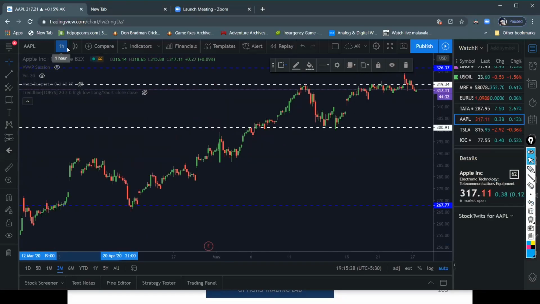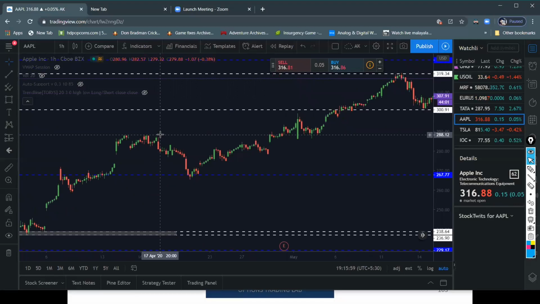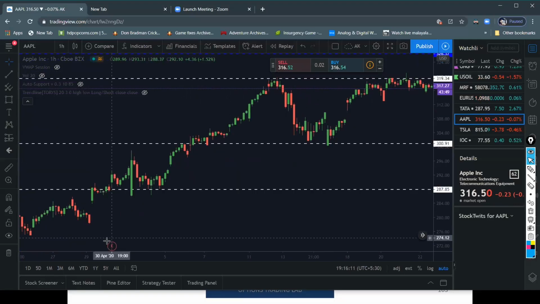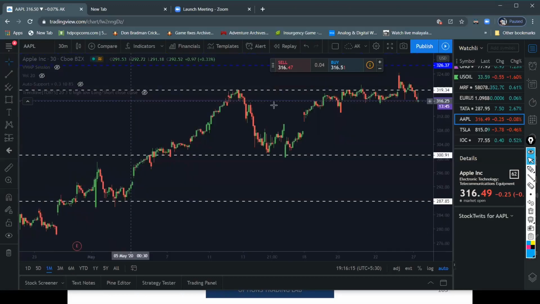Then move on to the 1-hour chart. You can see this level. See, it is acting as a resistance, then it is acting as a support here. So we can take it as a minor level. Then move on to the 10-day 30-minute chart, and the 1-month 30-minute chart.